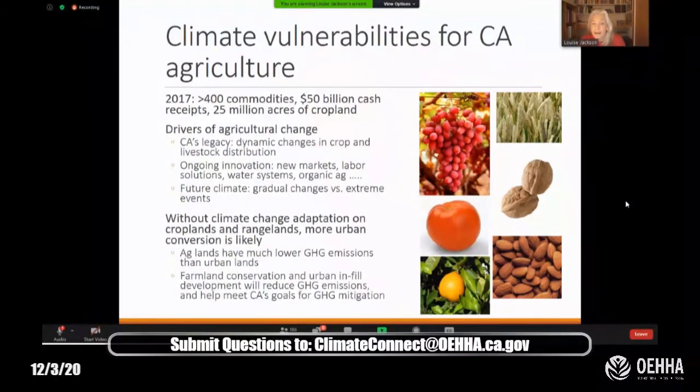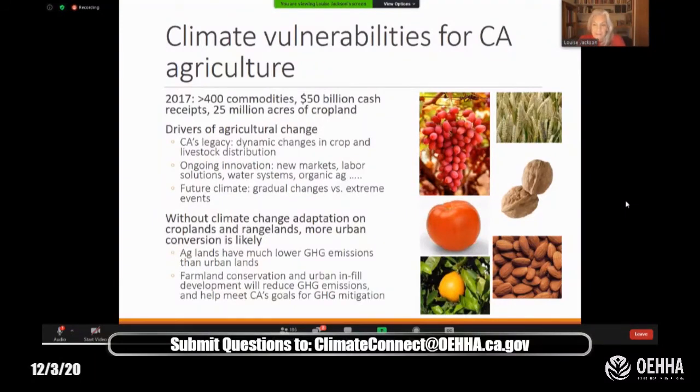It's hard to even keep track of the new markets, the labor solutions, the water systems, the transition to organic ag, and now to COVID. So I guess the hope might be that because of that legacy, that we're going to have the ability to cope with the gradual changes and extreme events that are in our future. I'm going to go into detail on those.